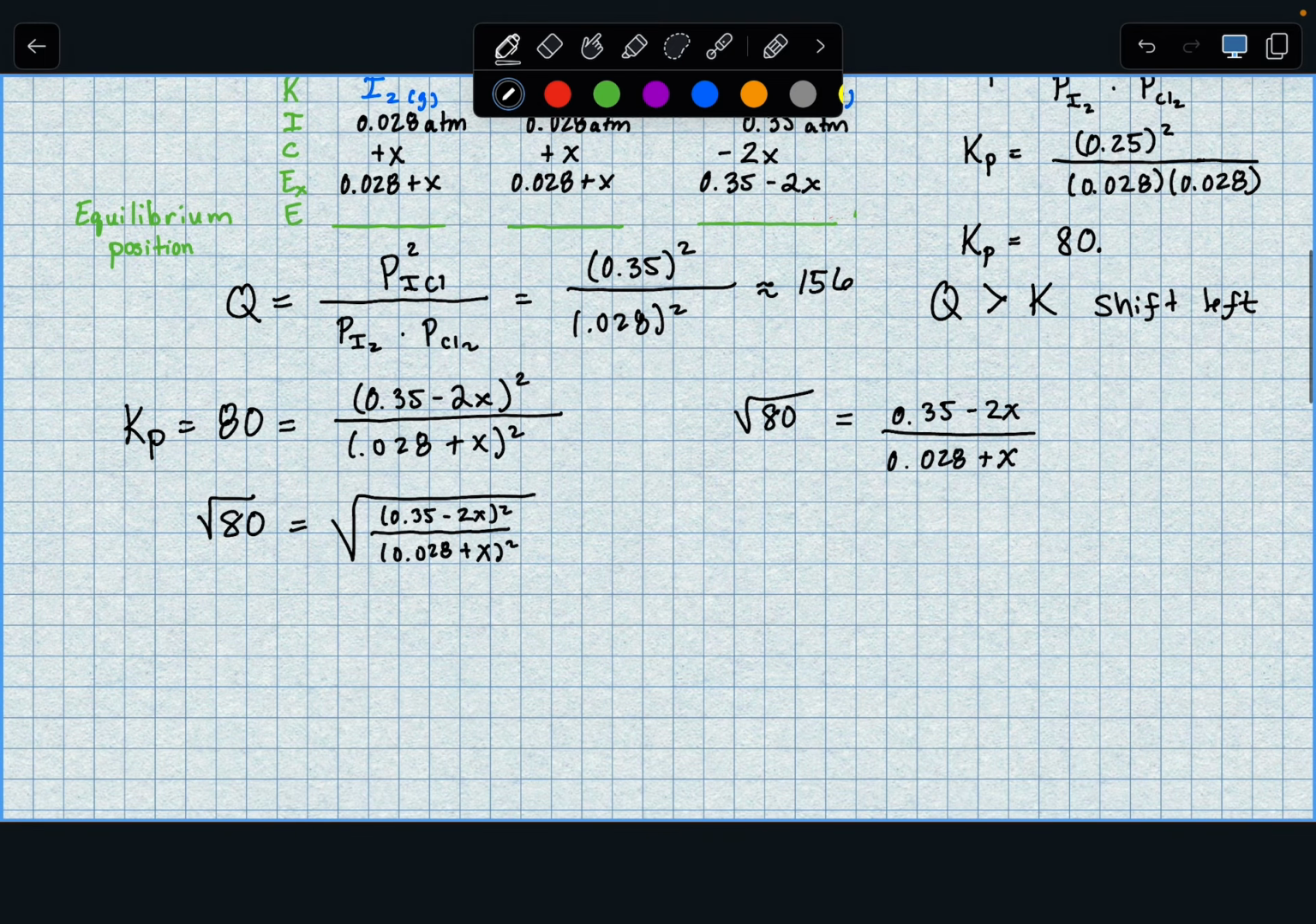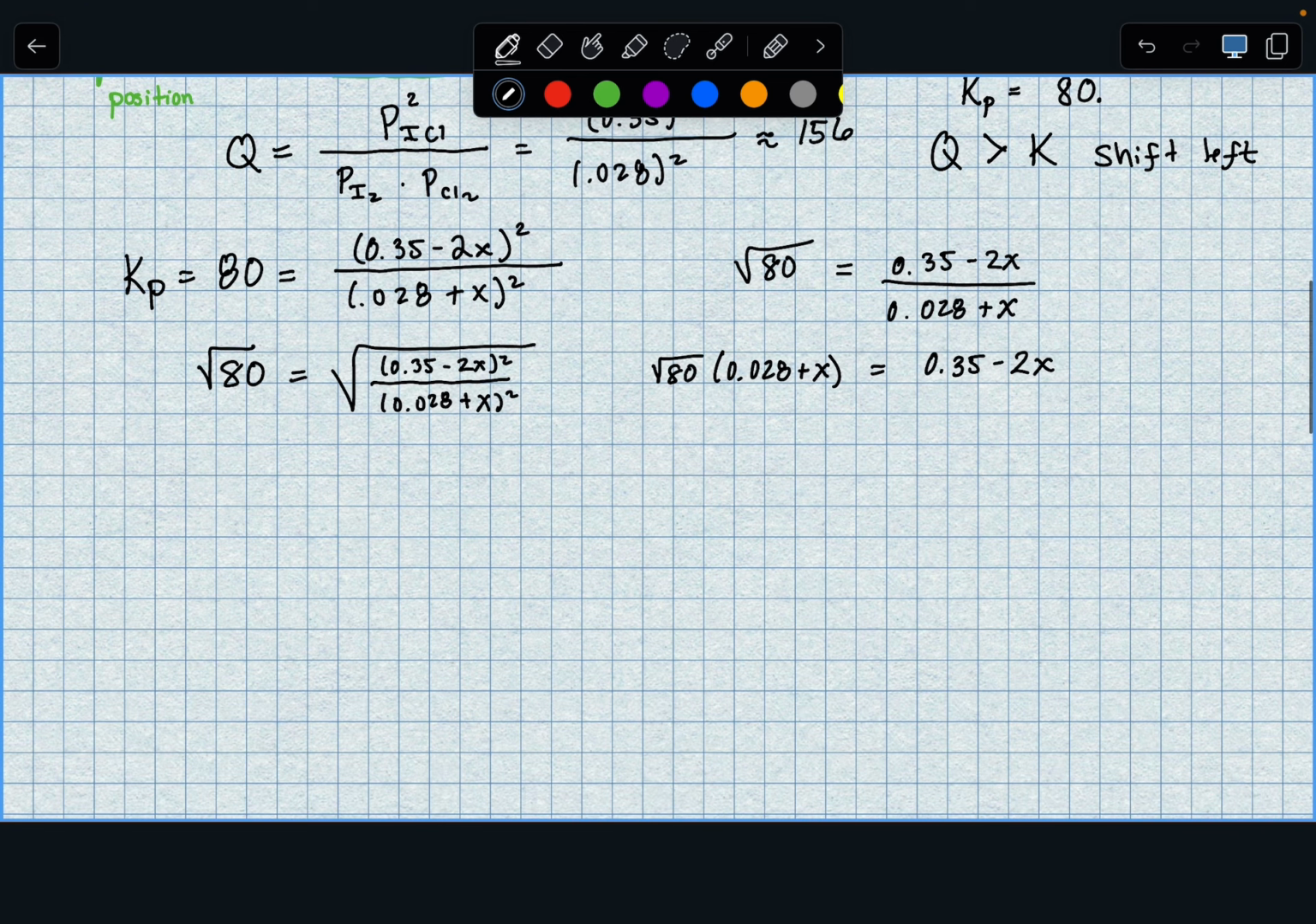And then I'm just going to do a little bit of algebra or math, and I'm going to put this part here onto the other side, so we're going to multiply both sides by that. And that would leave then the 0.35 minus 2x, okay? And I'm just going to move down to the middle here because it's going to be a little bit long. We're going to then have to distribute things through and also then move some values over, okay?